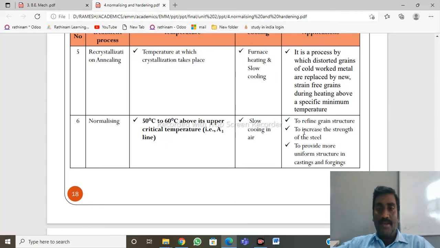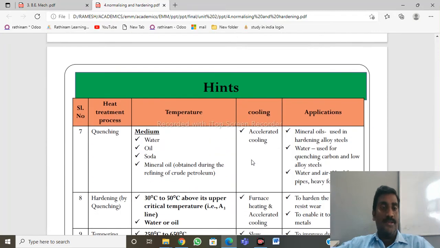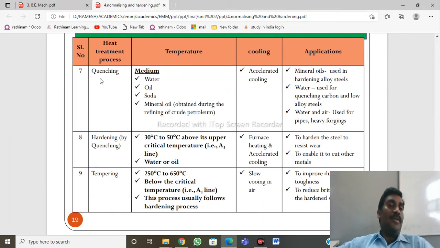Normalizing refines the grain structure, increases the strength of the steel, and provides a more uniform structure in castings and forgings. Then quenching. Quenching has different kinds of mediums like water, oil, soda, mineral oil. So these are the quenching mediums described above, used for accelerated cooling. This kind of quenching medium is used for rapid cooling processes. So if you use a quenching medium, the cooling can be done rapidly. Mineral oils are used in hardening alloy steels, water is used for quenching carbon and low alloy steels, and water and air are used for pipes and heavy forgings.